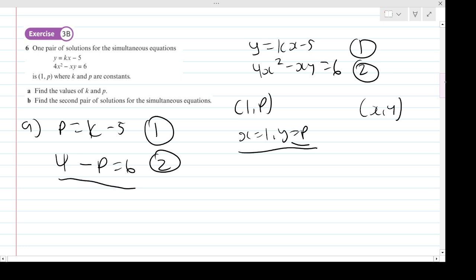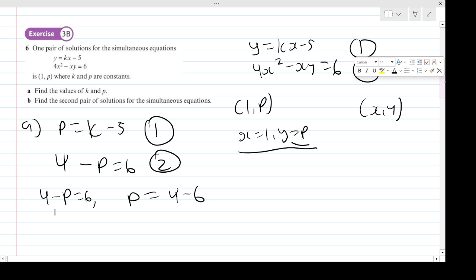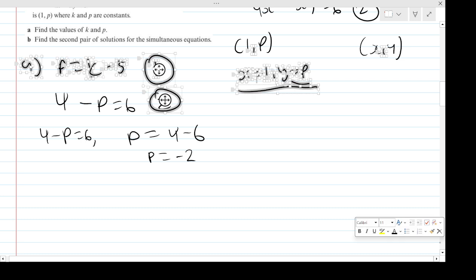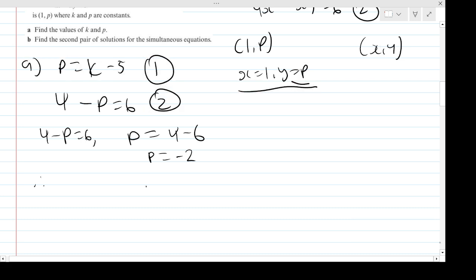Now notice I can solve the second equation first, because I can solve for p. If 4 minus p equals 6, then moving p to the other side and the 6 back to the other side, p equals 4 minus 6, which is minus 2. That's the value of p, and now I can substitute that into the first equation to get k. As a little heads up, this three dot symbol means therefore. So therefore, if p is minus 2, then putting that into the first equation, minus 2 equals k minus 5. If I add 5 to both sides, k is positive 3. So we have the values of k and p.